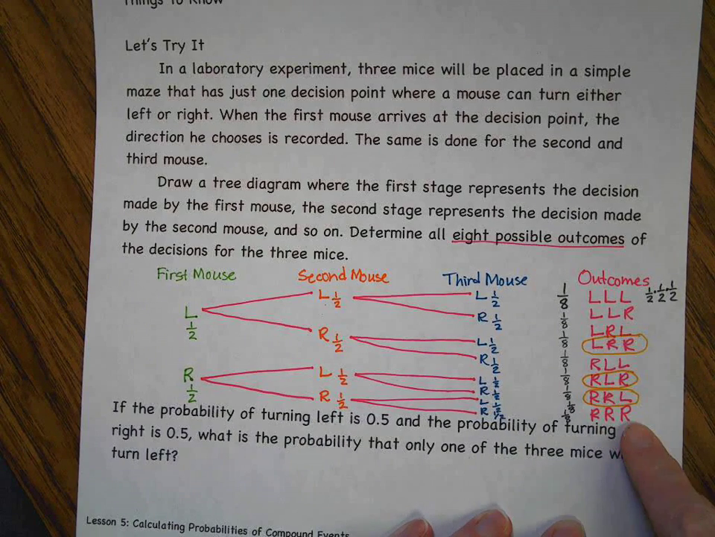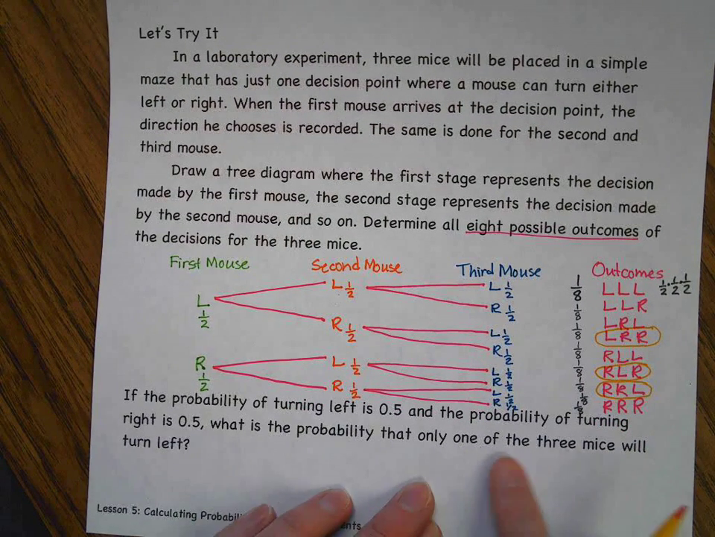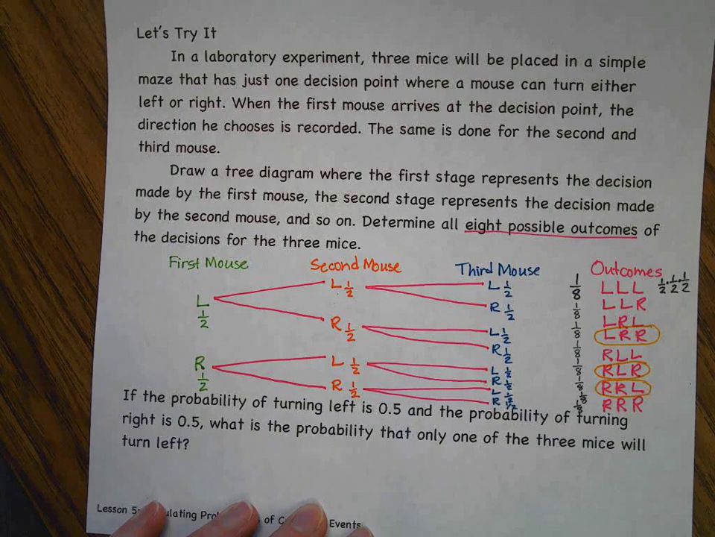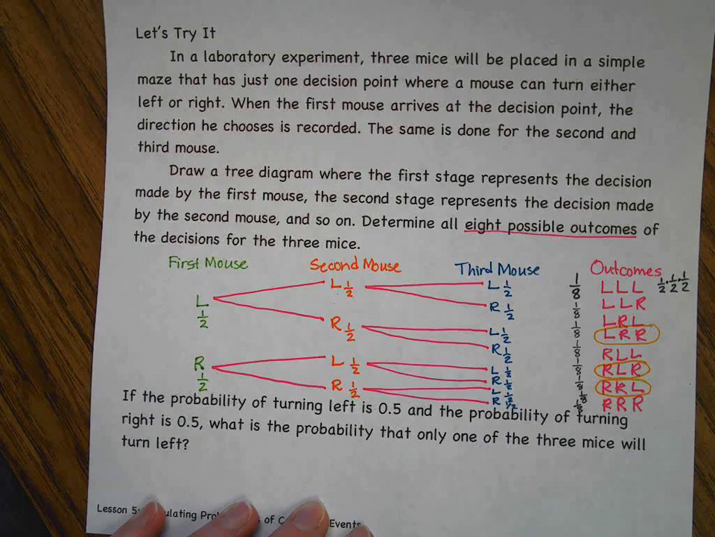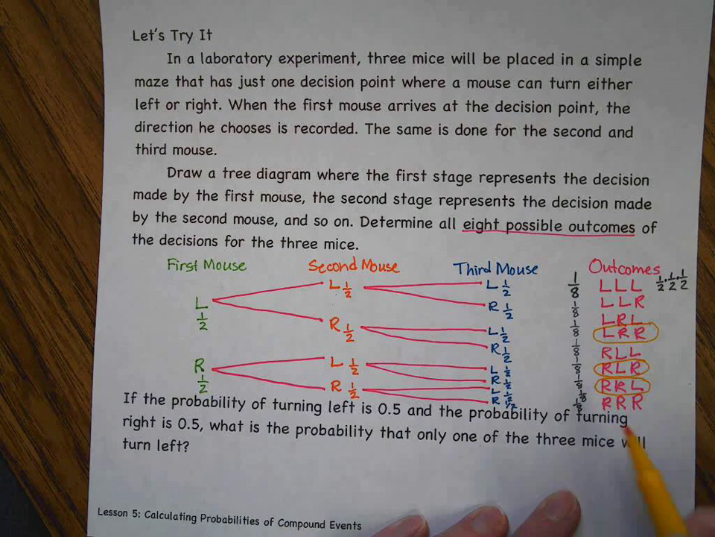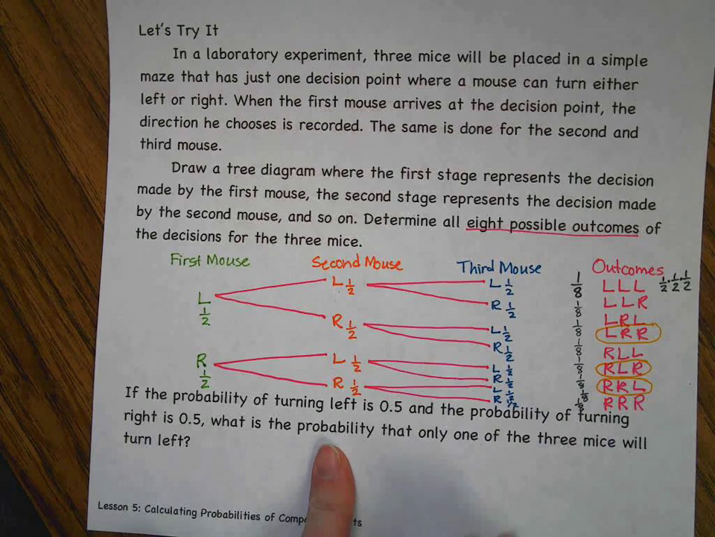So I have this one, LRR plus RLR plus RRL, because all of these combinations show 1 mouse turning left, and I know that the probability for this one is 1/8, for this one is 1/8, and for this one is 1/8. So what is the probability that only one of the 3 mice will turn left? Maybe think about it. What do you come up with? All right, so that's what we're looking for when you get to class tomorrow, okay?